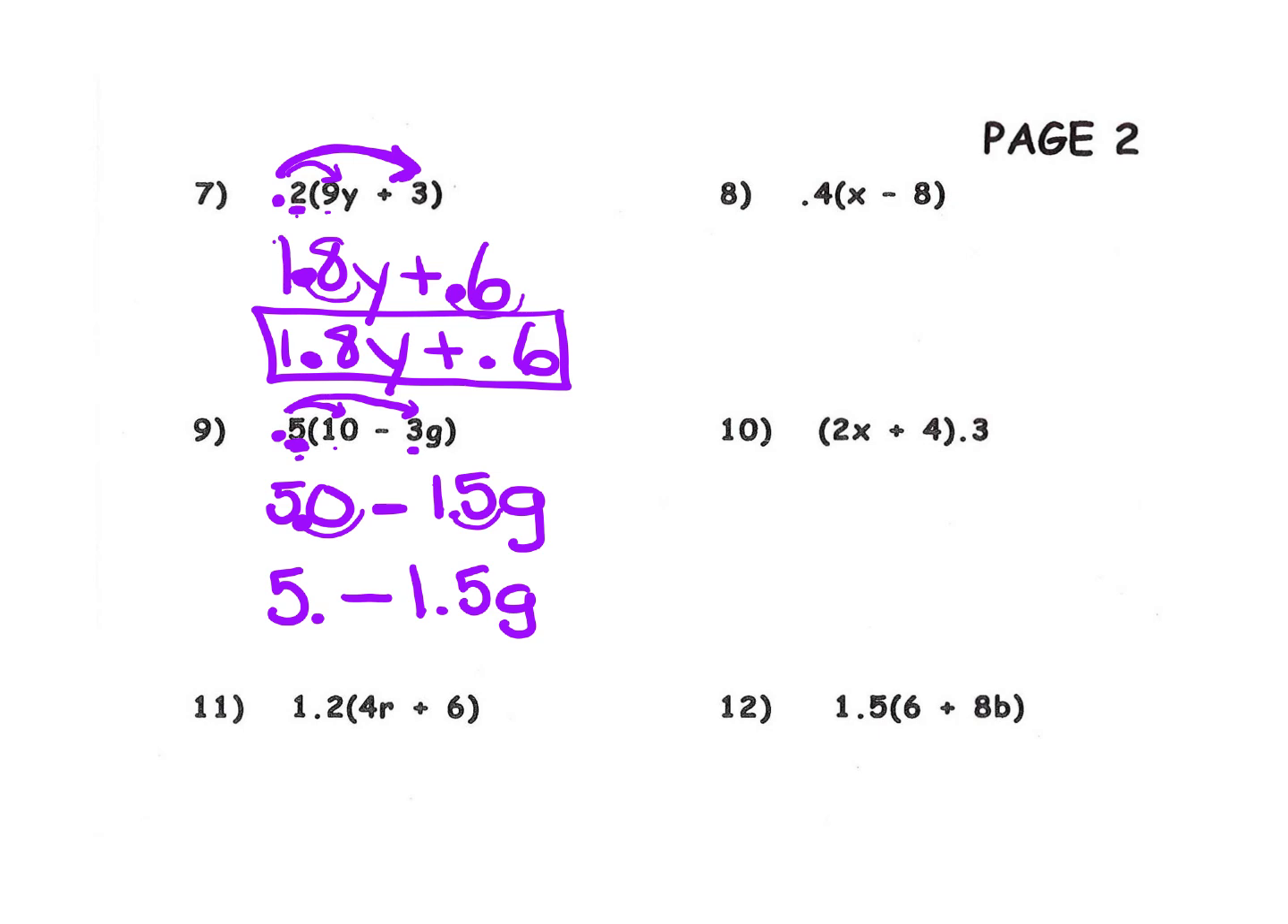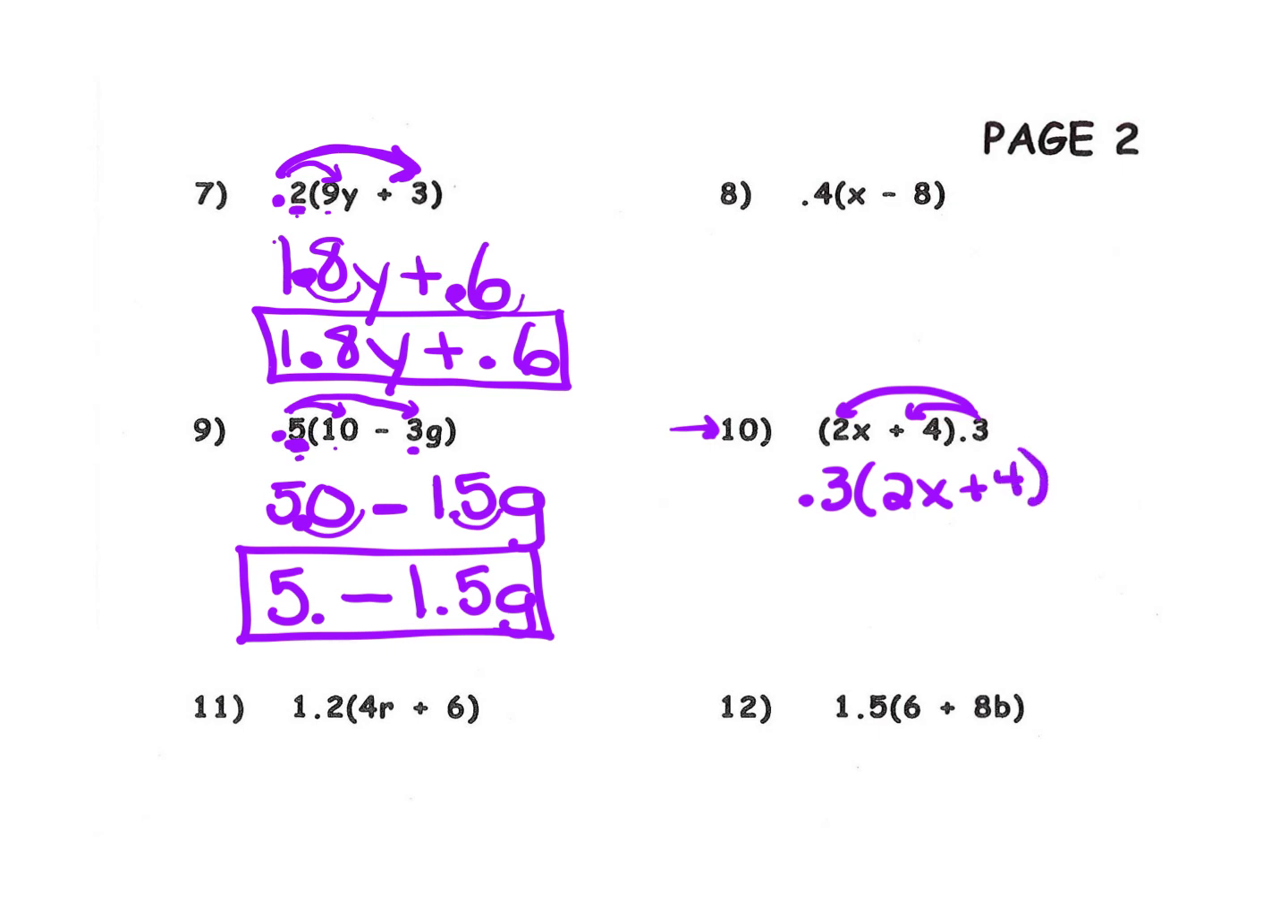Let's continue on and look at a few more questions. Take a look at number 10. We're going to distribute like this, or you may rewrite the problem so the 3/10 is the first factor and 2x plus 4 is the second factor. 3 times 2x is 6x, but because of the decimal position, you must scoop once.